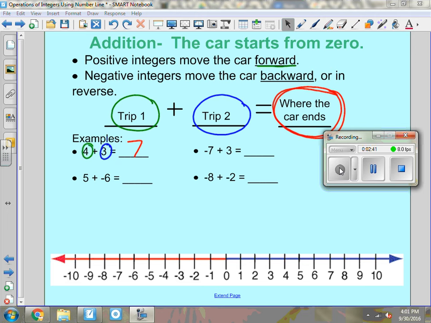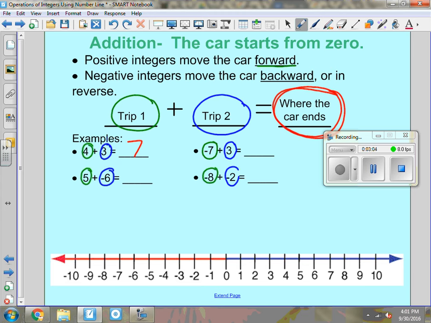Alright, so I'm ready to look at my next couple of examples, and before I even start drawing, I'm going to start by just circling all of my first trips in my green, because I like to make sure that I'm color coding it. And then I'm going to circle my second trips in that blue color, so we can make sure that we keep them separate. I'll be all set to draw my number lines afterwards. So all those second integers are getting circled in blue.